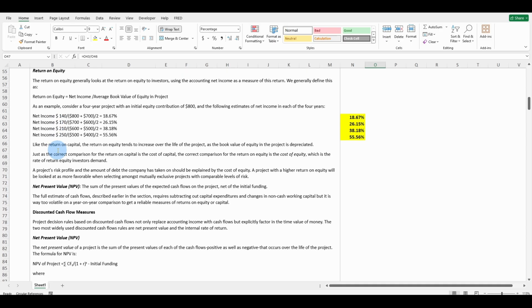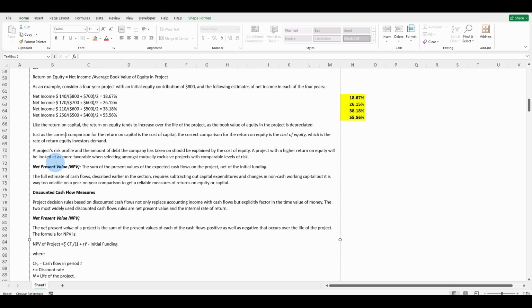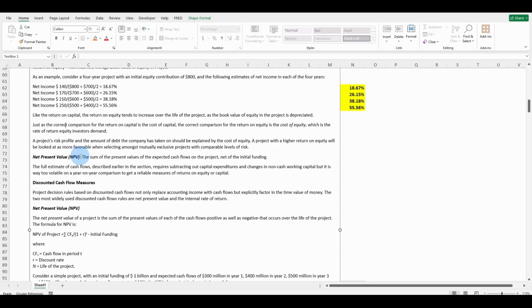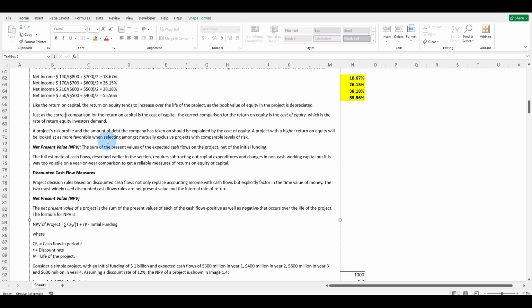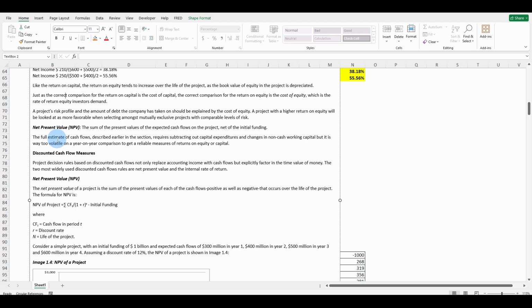Like the return on capital, the return on equity tends to increase over the life of the project as the book value of equity in the project is depreciated. Just as the correct comparison for the return on capital is the cost of capital, the correct comparison for the return on equity is the cost of equity, which is the rate of return equity investors demand. A project's risk profile and the amount of debt the company has taken on should be explained by the cost of equity. A project with a higher return on equity will be looked at as more favorable when selecting amongst mutually exclusive projects with comparable levels of risk.